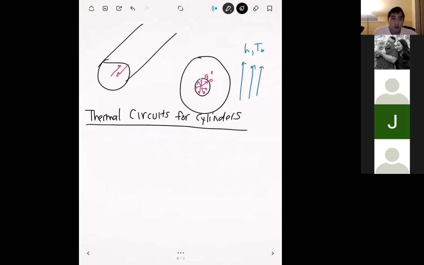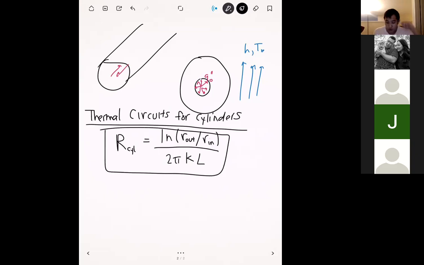I think at one point last time we used the solution to one of our heat equations to define the thermal resistance for a cylinder. That formula was given by the following. We took the natural logarithm of the ratio of the outer radius divided by the inner radius, and then we divide it by 2 pi times k times L. And that was our thermal resistance.